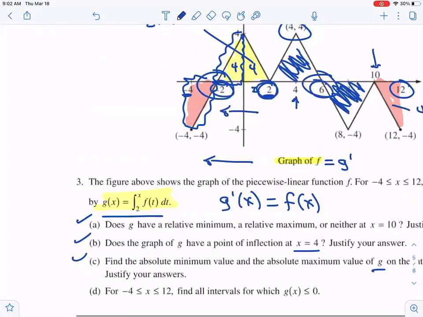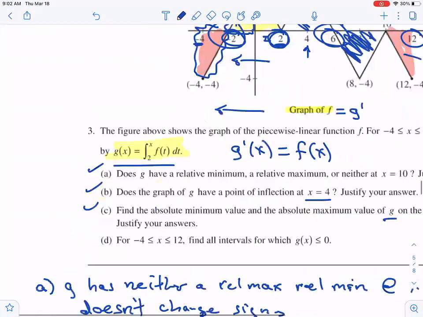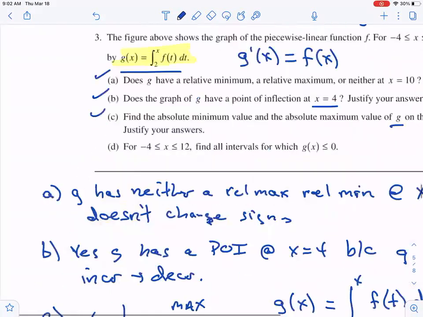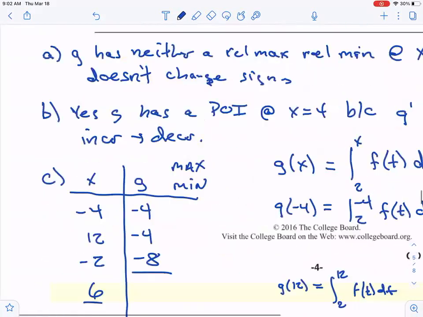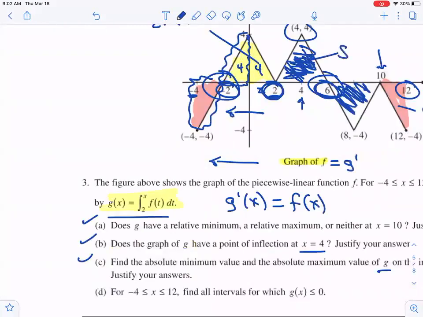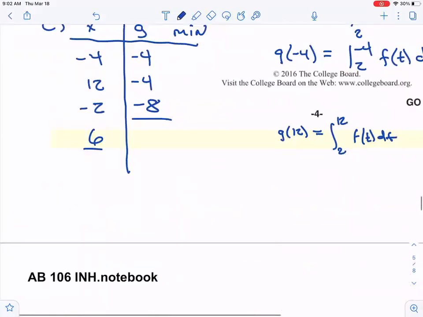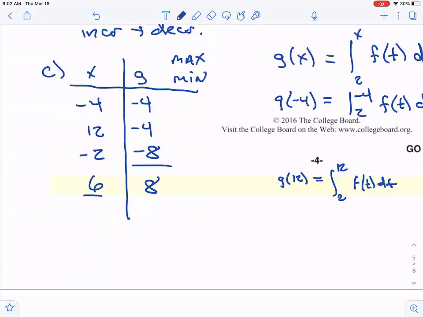2 to 6. Oops, almost went from -2 to 6. 2 to 6, sorry about that. I'm just looking at this one. That one has an area of 8. Treat it as +8 or -8? +8. Okay, I'm done. I've got to do an absolute max and absolute min.